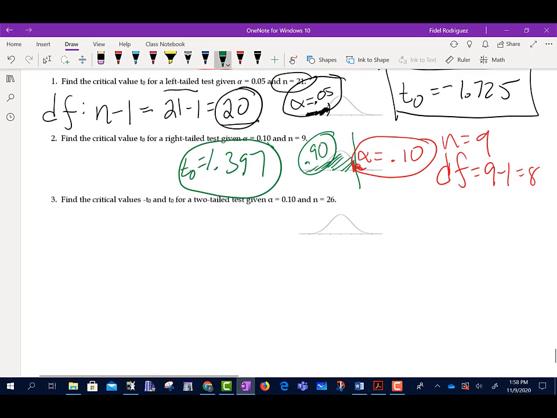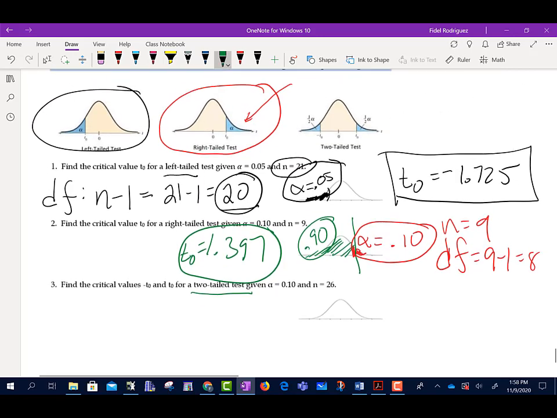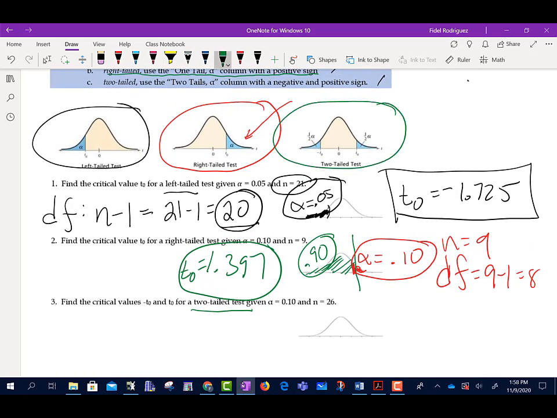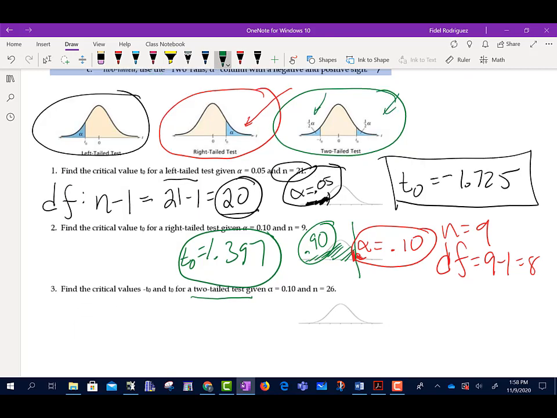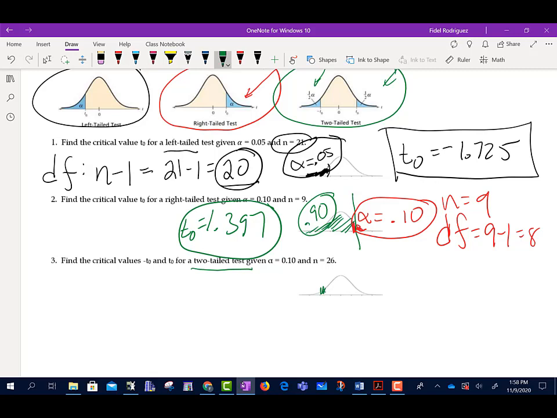All right. So number 3 says, use the critical values negative T0 and T0 for a two-tailed test given alpha is 0.10 and n is 26. Okay, so since we're doing a two-tailed test, I want you to look at the picture here. Look what happens when we have a two-tailed test. We have half of alpha to the left and half of alpha to the right. Okay, so what that's telling me is that there's going to be some space here and some space here. Okay, and these are going to be our critical values. One of them is going to be negative and one's going to be positive. So it has to be half of alpha.